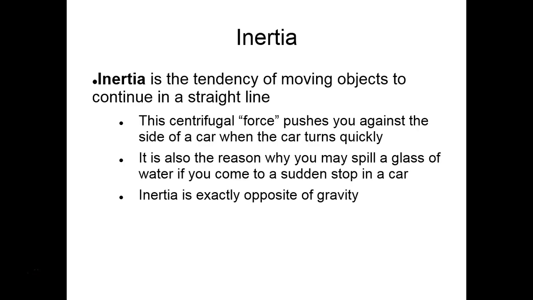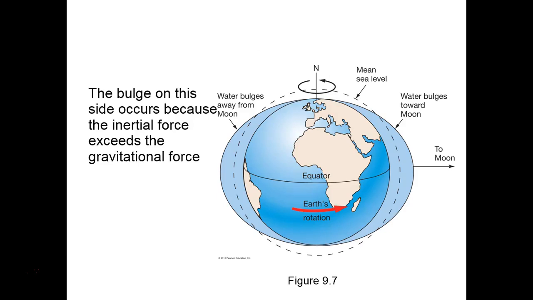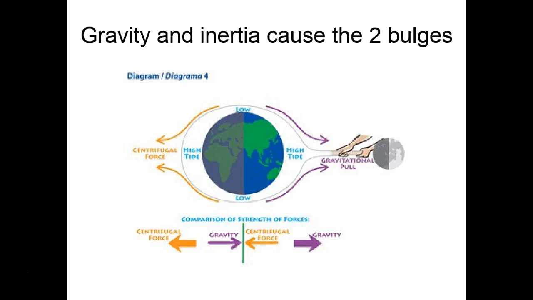Inertia is exactly opposite of gravity. So the bulge on this side is created by the inertial force exceeding the gravitational force. On this side, gravity causes the bulge. On this side, inertia causes the bulge. Okay, so to simplify that, our tides are caused by gravity and inertia. So gravity and inertia cause the two bulges.